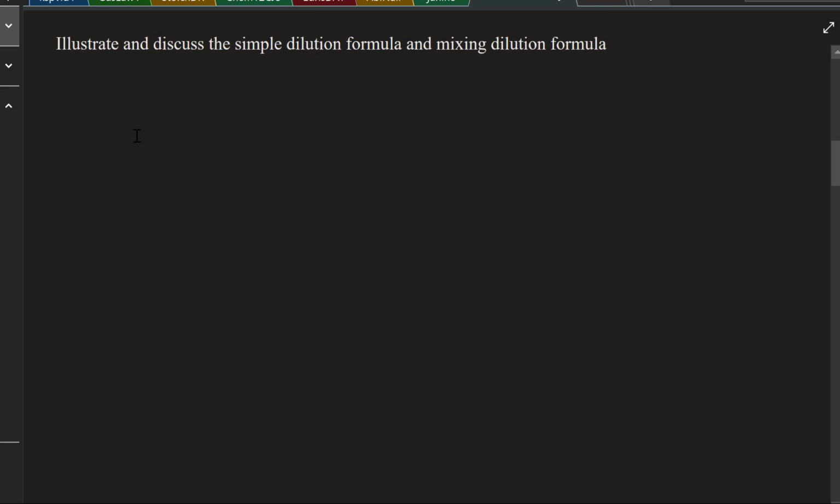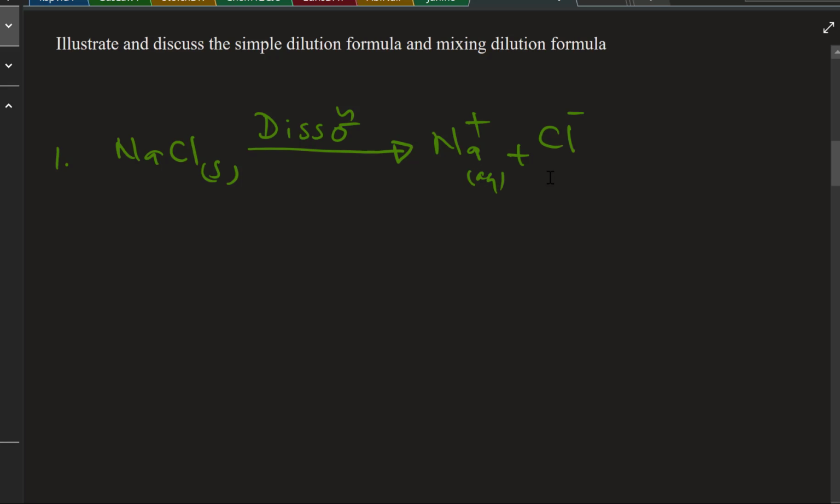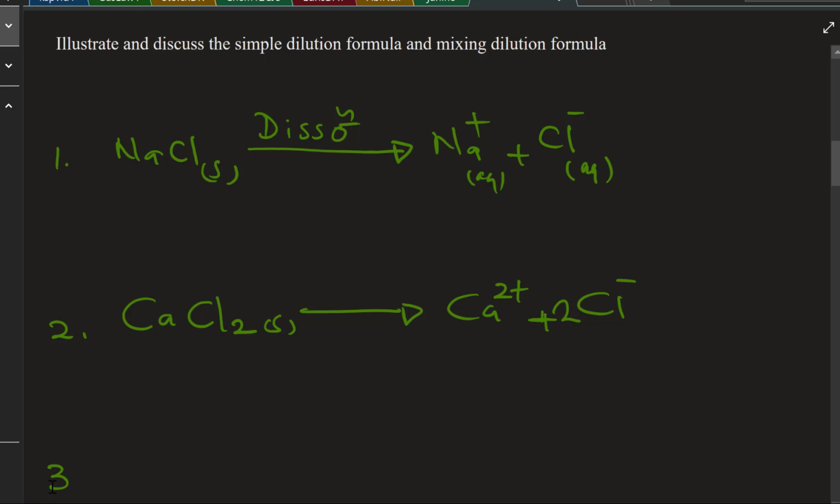Now, we also can look at how to illustrate the dilution and mixing. Actually, mixing dilutions, we are not going to talk about that one. We just talk about the sodium chloride dissociation and how do we know the ion molarities. This one gives you one sodium plus and one chloride minus in the dissociation. Remember it's a spontaneous process. If you take calcium chloride, it'll make one calcium 2 plus and two chloride minus.